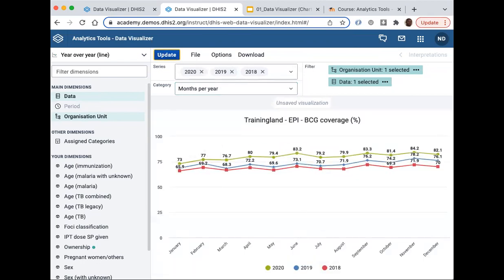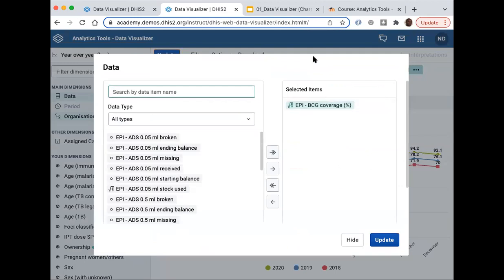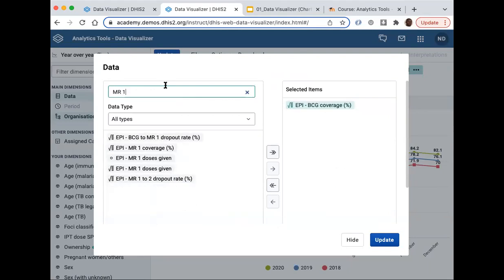But say we now want to add in a new data element, which we're going to add here, or just click there and click it. And this new data element is going to be called MR1, measles rubella 1 coverage. We're going to add in another element called measles rubella coverage. I'll add it there.